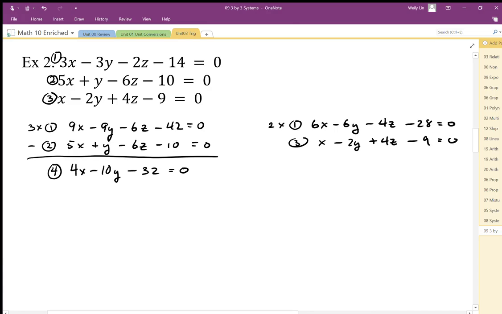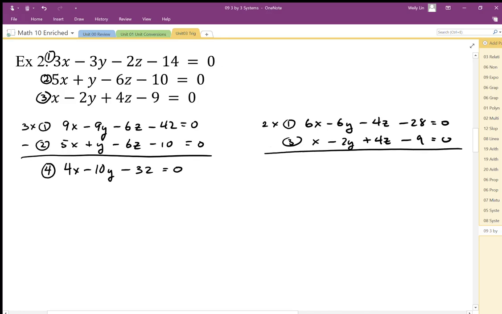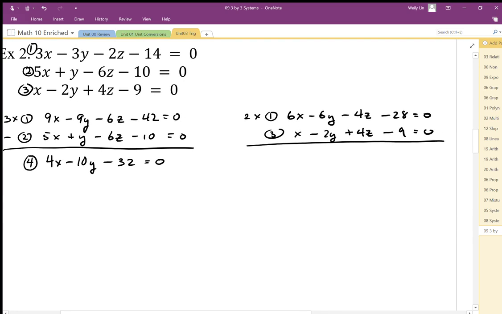And as I add these together, I get a 0 pair for z. That's the one I want to eliminate. So I'm going to add here: 7x minus 8y, and then this becomes minus 37 equals 0. Looking at these numbers, it might help to simplify these. Well, it doesn't look like it's going to help that much.